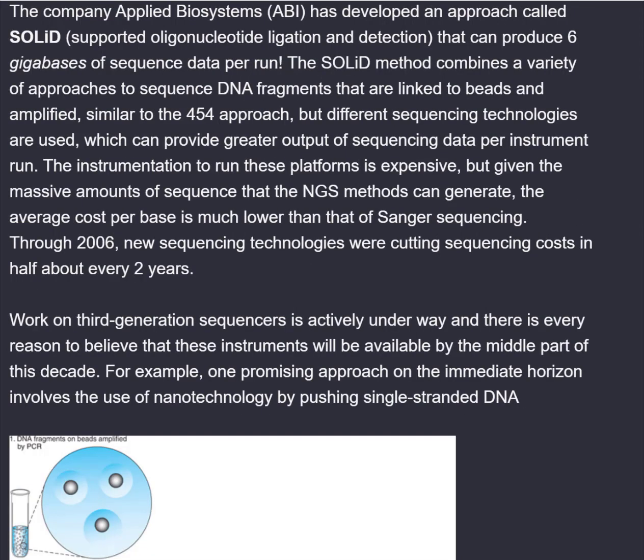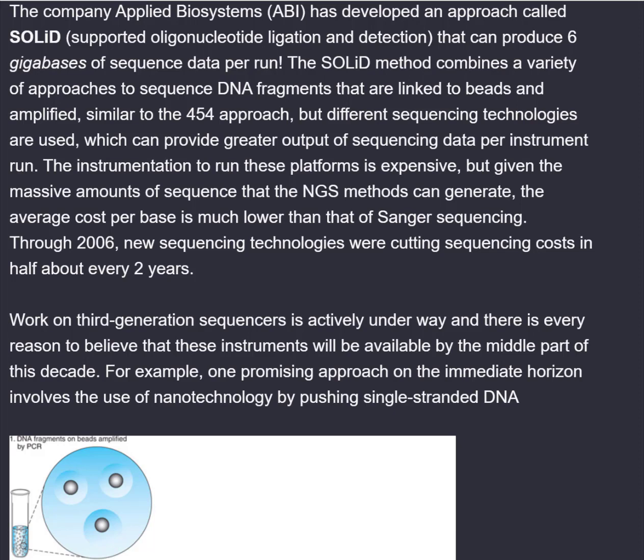The company Applied Biosystems, ABI, has developed an approach called SOLiD, supported oligonucleotide ligation and detection, that can produce 6 gigabases of sequence data per run. The SOLiD method combines a variety of approaches to sequence DNA fragments that are linked to beads and amplified, similar to the 454 approach, but different sequencing technologies are used, which can provide greater output of sequencing data per instrument run. The instrumentation to run these platforms is expensive, but given the massive amounts of sequence that the NGS methods can generate, the average cost per base is much lower than that of Sanger sequencing.